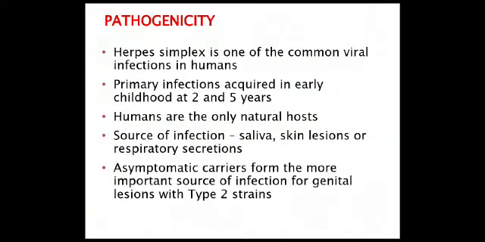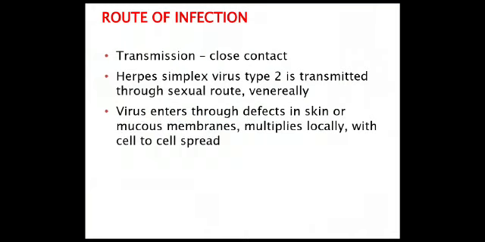Pathogenicity of the herpes simplex virus: this is one of the common viral infections in humans, and the primary infections usually occur in early childhood, that is 2 to 5 years of age. Humans are the only natural hosts. The source of infection could be saliva, skin lesions, or respiratory secretions. The asymptomatic carriers form the more important source of infection, especially when it comes to the genital lesions which are produced by HSV type 2 strains.